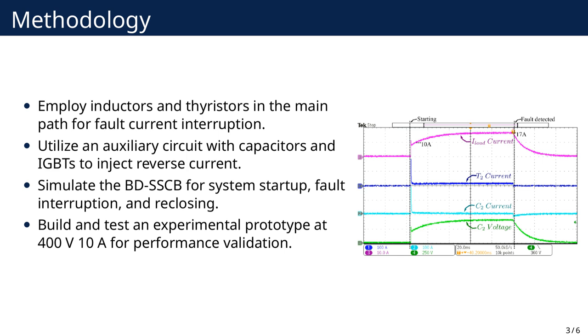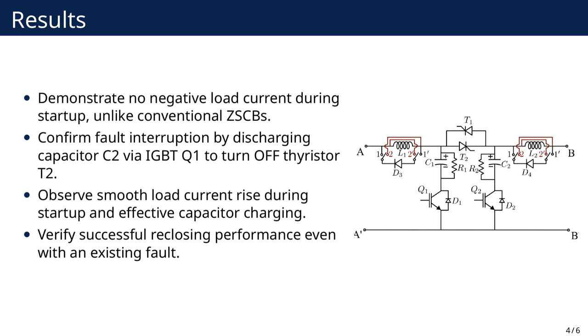The modes of operation and component selection of the proposed BDSSCB are discussed in this section. Simulation results showed that there is no negative load current flow during the starting of the circuit breaker, unlike in the conventional ZSCBs. During the fault instant at 10 ms, IGBT Q1 is turned ON, such that capacitor C2 discharges in opposite direction to that of the main thyristor, thereby turning OFF the device. Waveforms showing the capacitor discharging during the fault are shown in Figure 7b.